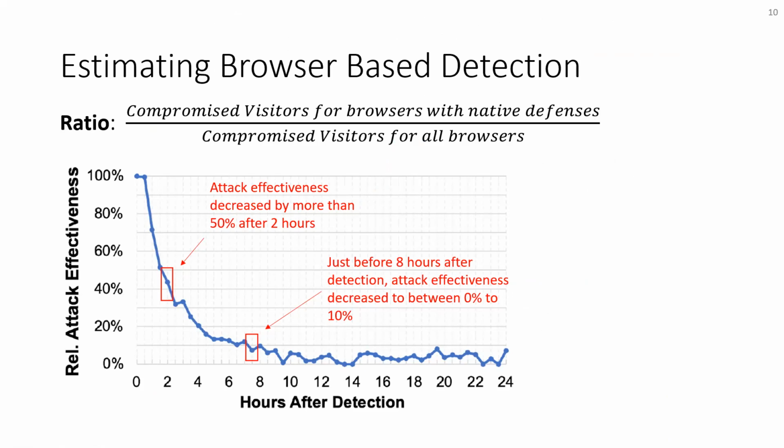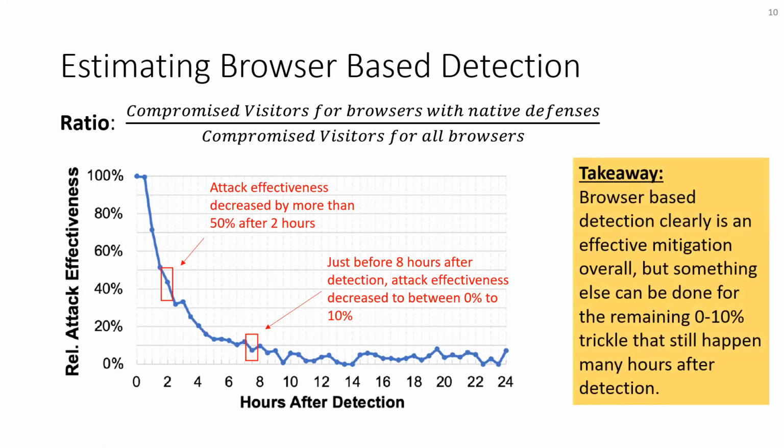Compromised visitors. Okay, so we can see that about 2 hours after detection, the attack effectiveness decreased by more than 50%. But at roughly 8 hours, the attack effectiveness decreased to between 0 and 10%. Like what you said earlier, it could be due to security researchers, or it could be due to victims ignoring the browser warning. So the main takeaway is that browser-based detection is clearly an effective mitigation overall, but something else can be done for the remaining 0 to 10% trickle that still happens many hours after detection.